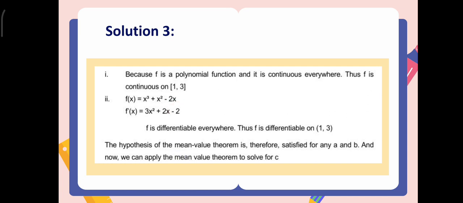So let us find the f prime of x, using the power rule, sum and difference rule, and also the constant rule. The f prime of x is equal to 3x squared plus 2x minus 2. f is differentiable everywhere. Thus, f is differentiable on the open interval 1, 3. Therefore, the two conditions are satisfied. The hypothesis of the mean value theorem is therefore satisfied for any a and b. And now we can apply the mean value theorem to solve for c.